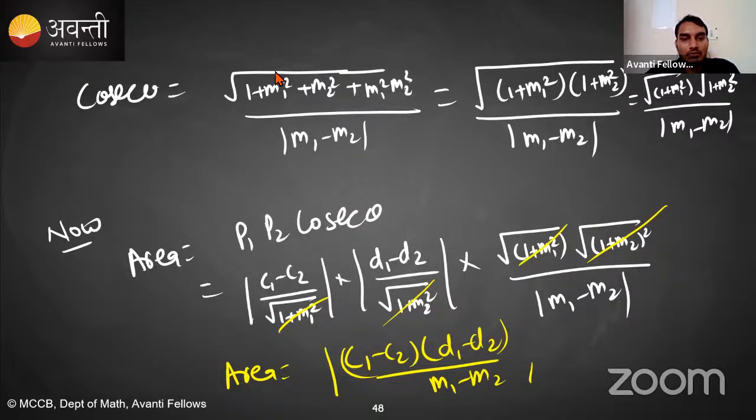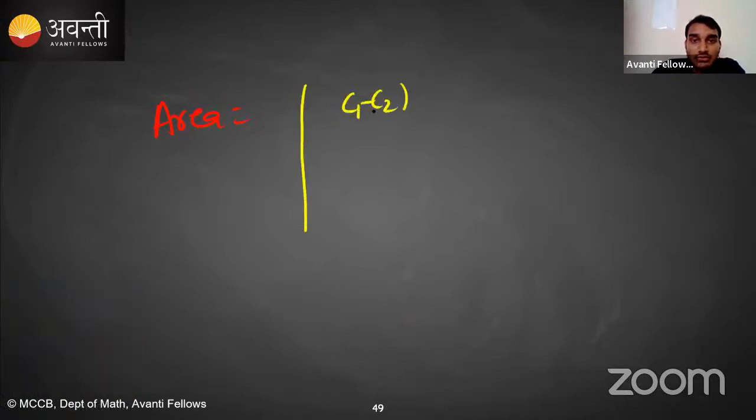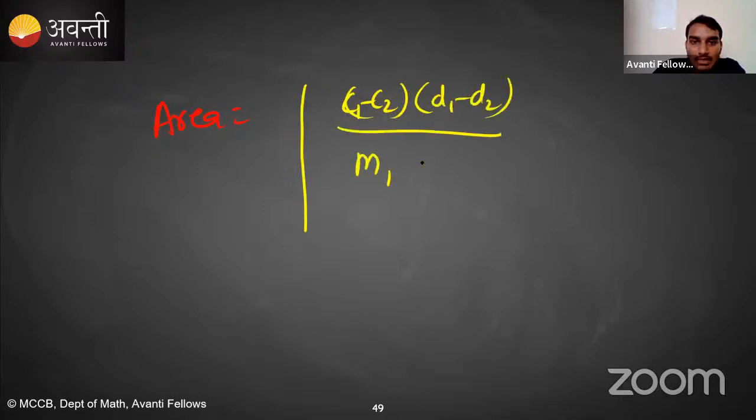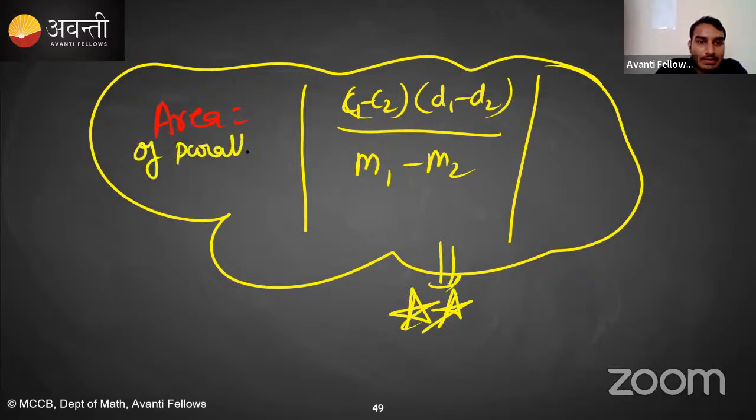So what is the area of the parallelogram? Modulus of c1 minus c2 into d1 minus d2 upon m1 minus m2. Write it comfortably. So this is a very, very important formula: c1 minus c2, d1 minus d2 upon m1 minus m2, that is modulus. So this is the area. Clear? Very, very important formula, area of parallelogram.